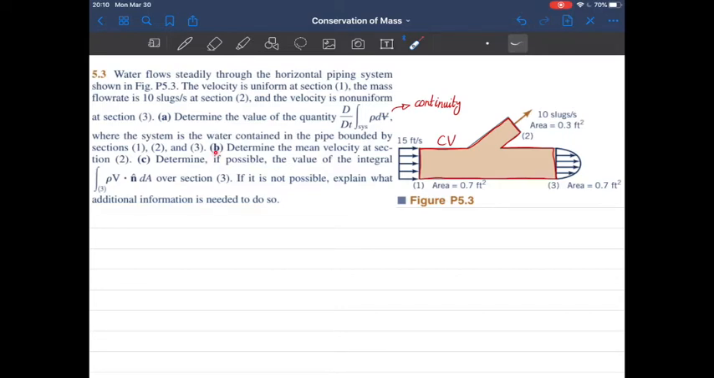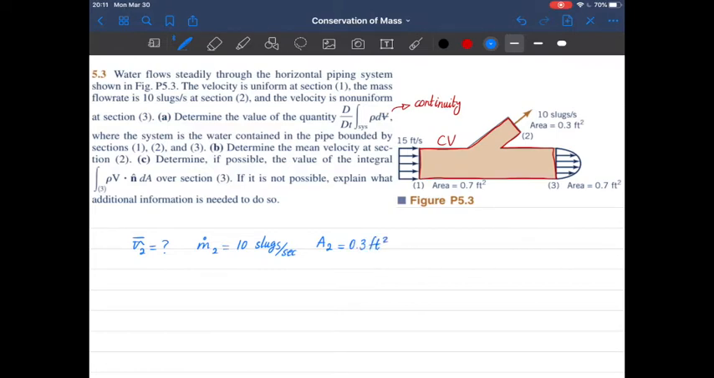And at part B, it says to determine the mean velocity at section 2 here. Here at section 2, we want to find the mean velocity. So we want to have the mean velocity at section 2. And we have the mass flow rate, which is equal to 10 slugs per second. And also we have the area there, which is equal to 0.3 square feet.